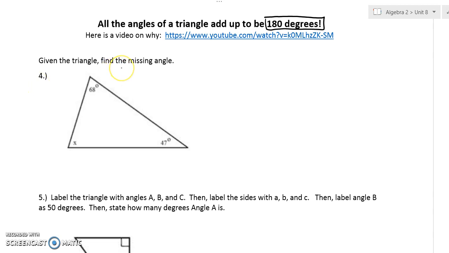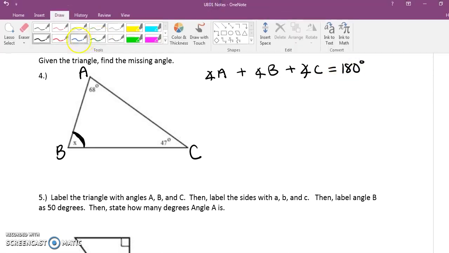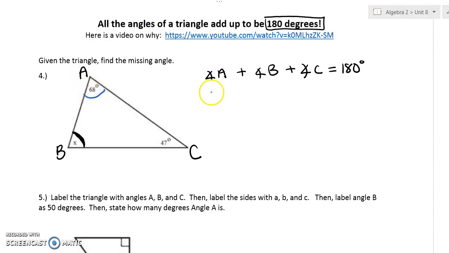It says, given the triangle, find the missing angle. And the missing angle that I see is this X right here. Okay, so we know that, let's label this angle A, B, and C. There are no right triangles here, so I just label them angle A, B, C. All I know is angle A plus my angle B plus my angle C is supposed to equal 180 degrees. Okay, so far I know a couple things. I know that angle A is 68 degrees, so I'm going to go ahead and replace angle A with 68 degrees.